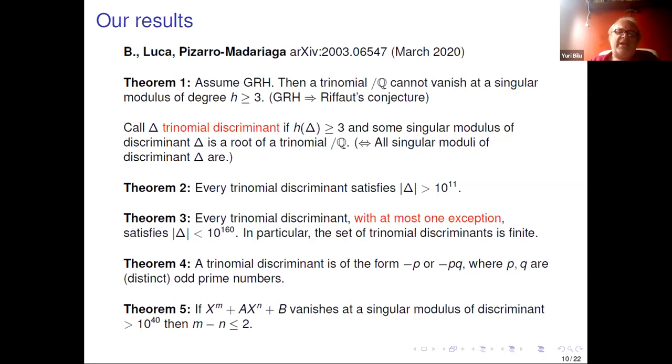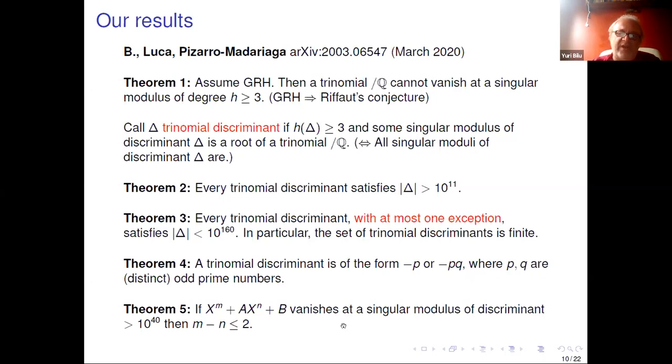We also prove that they cannot be just any discriminant. They are very, very special discriminants. They are either of the form minus p or minus pq, where p and q are distinct prime numbers. So it cannot be, for instance, a product of three prime numbers, or involve some squares. Particularly, it's always a fundamental discriminant. There is no conductor here. And we also prove something about trinomials themselves.